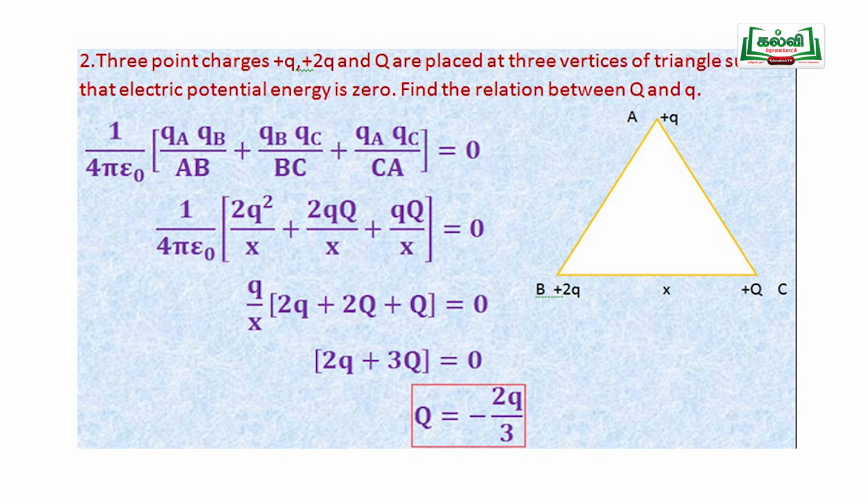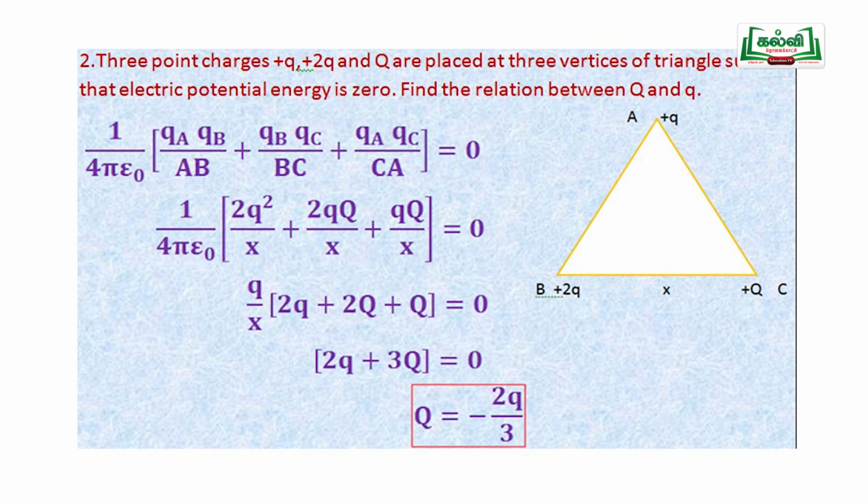The next sum. Now, for this sum, there are given some charges q, 2q and Q placed at the corners of the triangle. You are asked to find out what is the relation between capital Q and small q provided the electrostatic potential energy is 0.